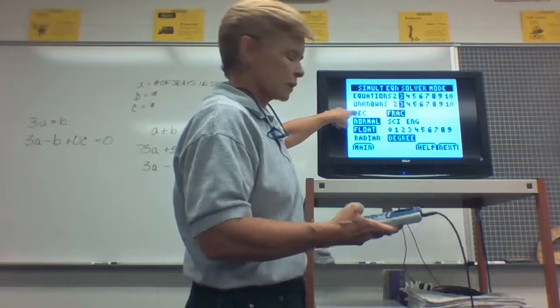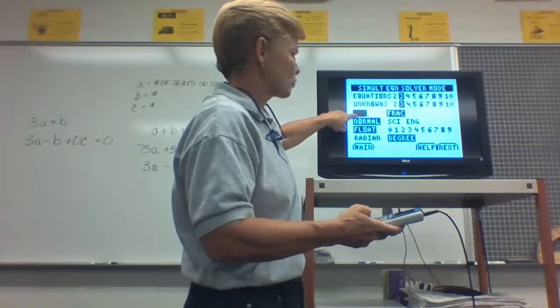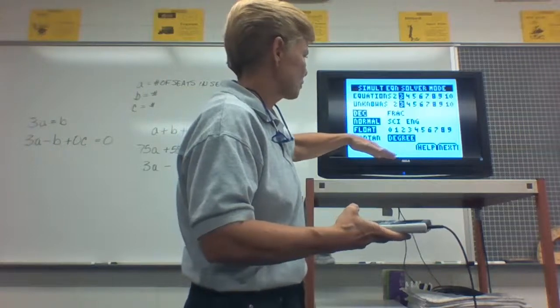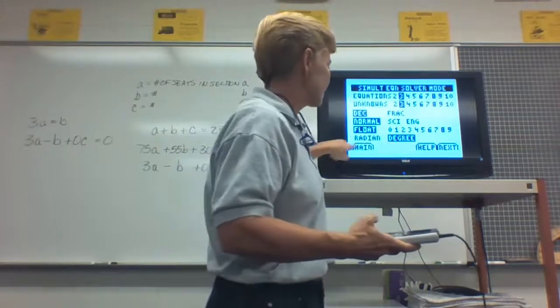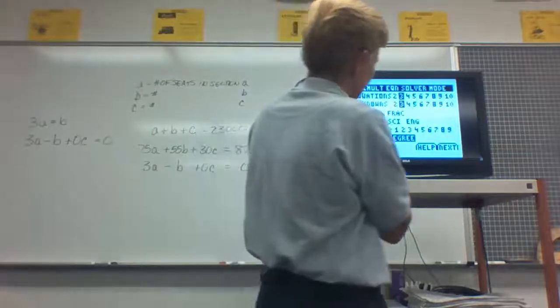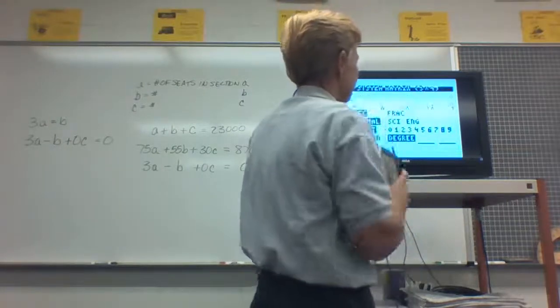You want your answers as decimals if it's talking about money. So go to here and highlight that for decimal. The rest of it, leave it alone. Then, again, these little boxes right here indicate that these keys have become those things. So I want to choose next, which is the graph key.